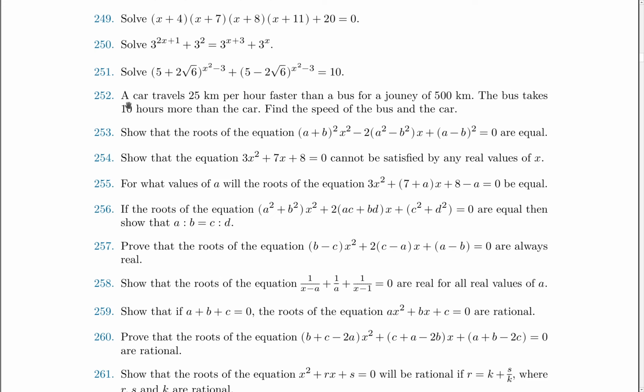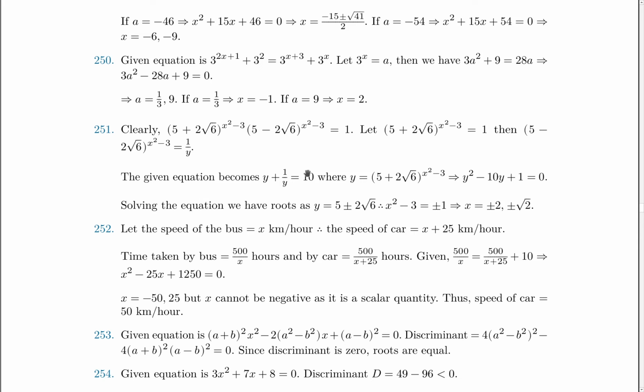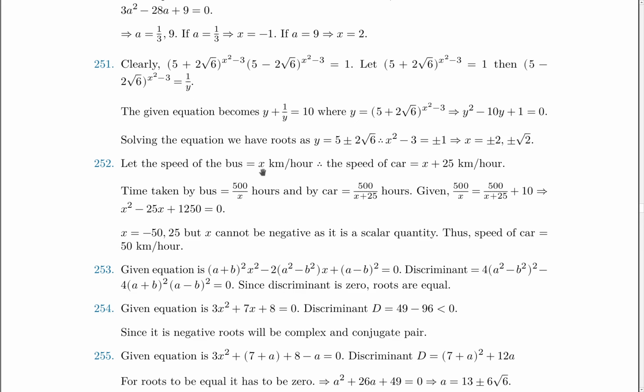Question 252 says that a car travels 25 km per hour faster than a bus for a journey of 500 kilometers. The bus takes 10 hours more than the car. Find the speed of the bus and the car. So we let the speed of the bus be x km per hour. So the speed of the car will become x plus 25. Time taken by the bus would be 500 kilometers by x km per hour, that is 500 by x hours. And time taken by the car would be 500 by x plus 25.